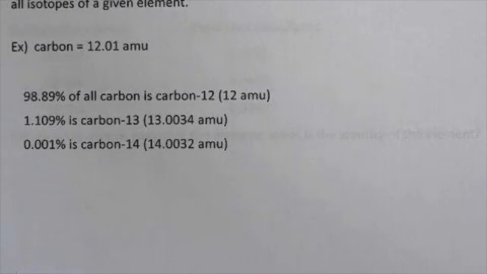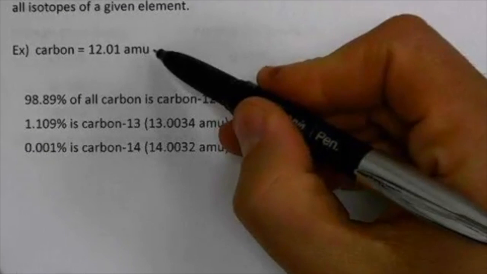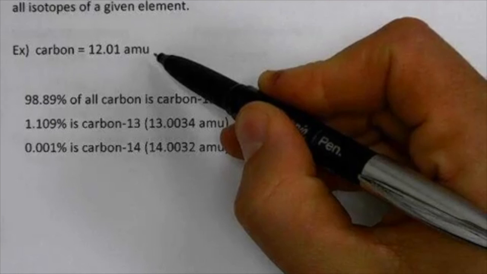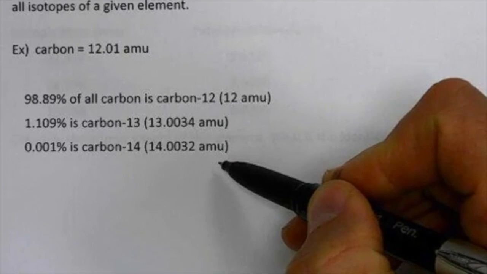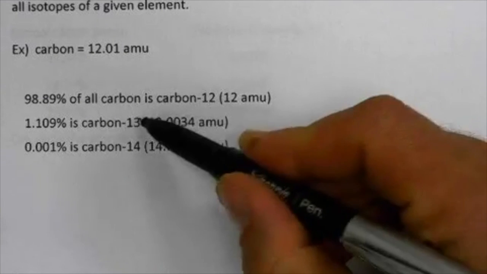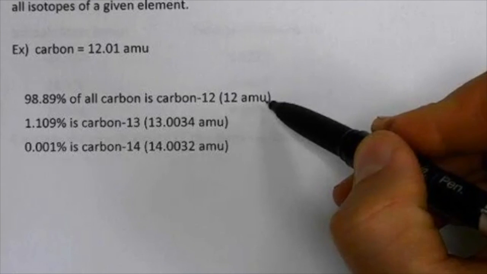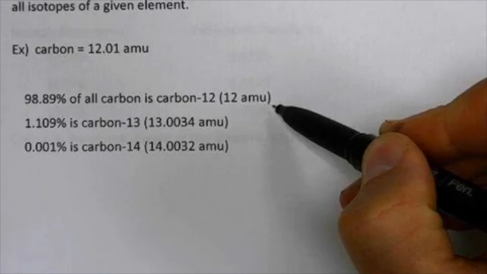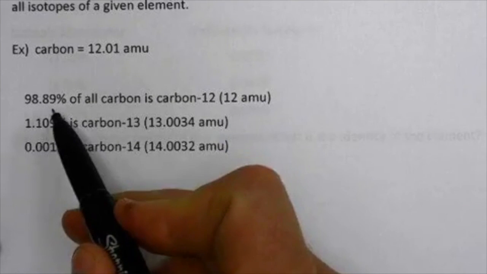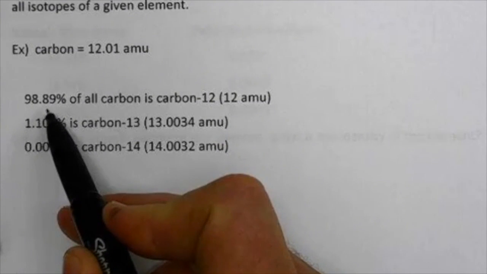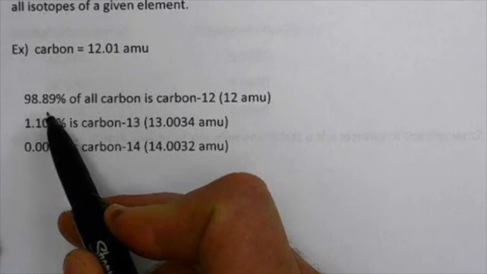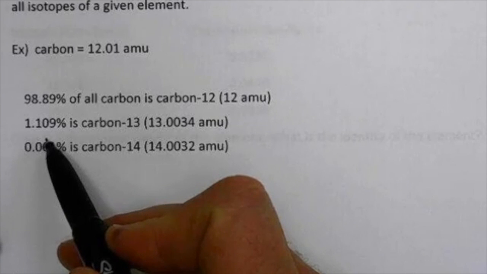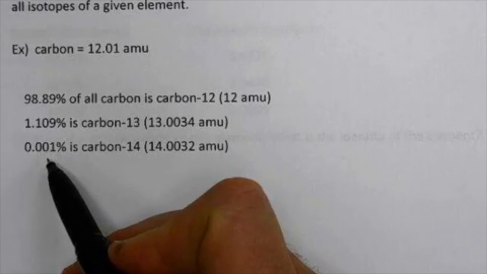Okay, so the question is, where did this 12.01 come from? The answer is a lot of data was collected. We have 3 different isotopes of carbon, carbon 12, 13, and 14, and each one has its own mass. Carbon 12 apparently makes up the majority of all the carbon that's known, 98.89% of it, while carbon 13 makes up a slight percentage and carbon 14 is very, very small.